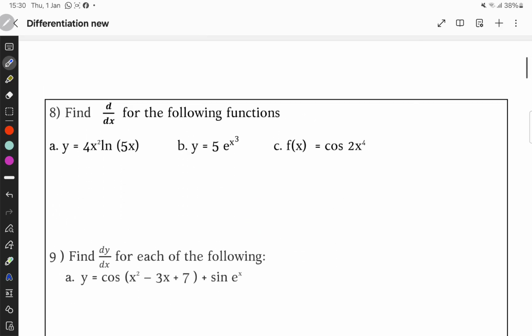Next. Here, he said find the derivative with respect to x for the following functions. I have a lot of functions here. First of all, we need to decide the type of the function first.